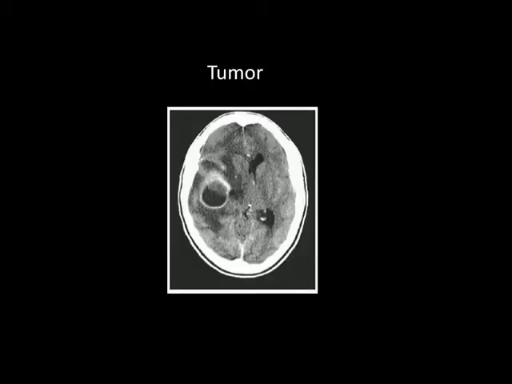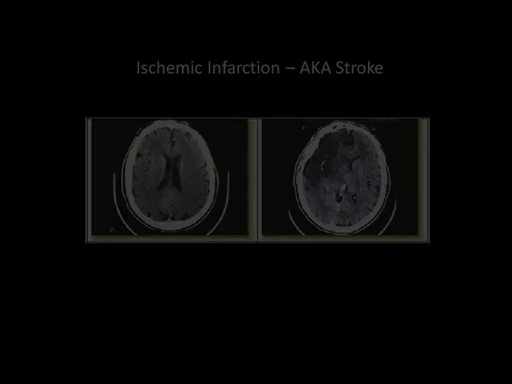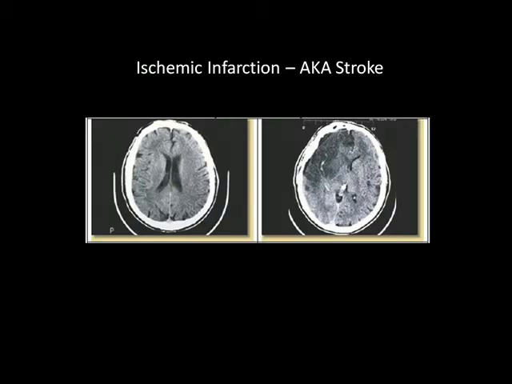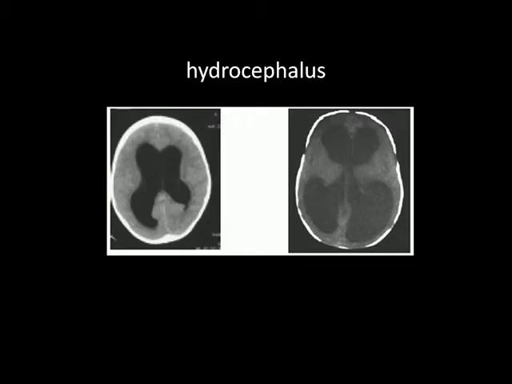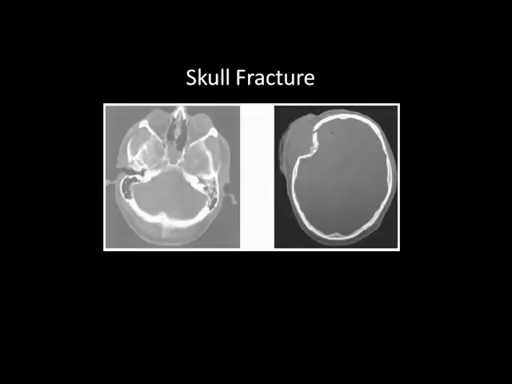And this is what a tumor looks like. This is a stroke. The one on the right-hand side is a massive stroke. And this is hydrocephalus. This is enlargement of the ventricles, too much fluid, too much CSF. This is what a skull fracture looks like.